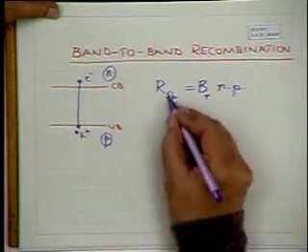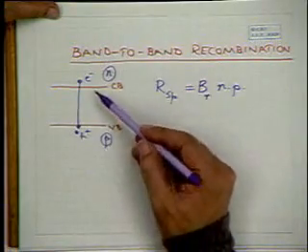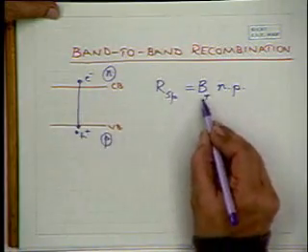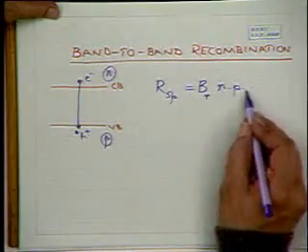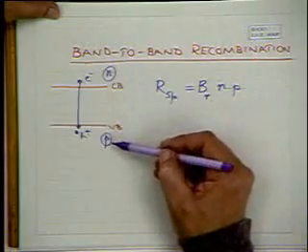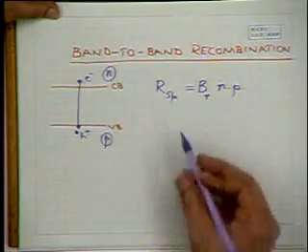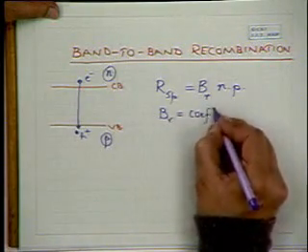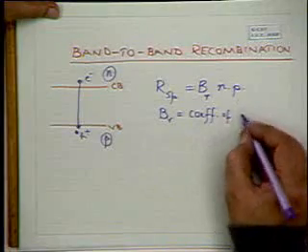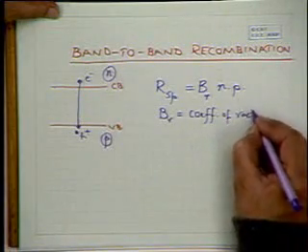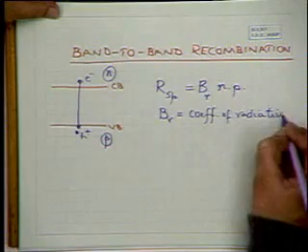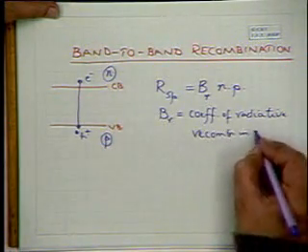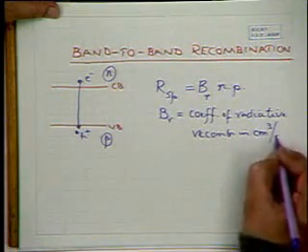So the rate of spontaneous recombination is determined by RSP equal to Br n into p, where n and p are the concentrations of electrons and holes in the conduction and valence bands respectively, and Br is the coefficient of radiative recombination in centimeters cubed per second.